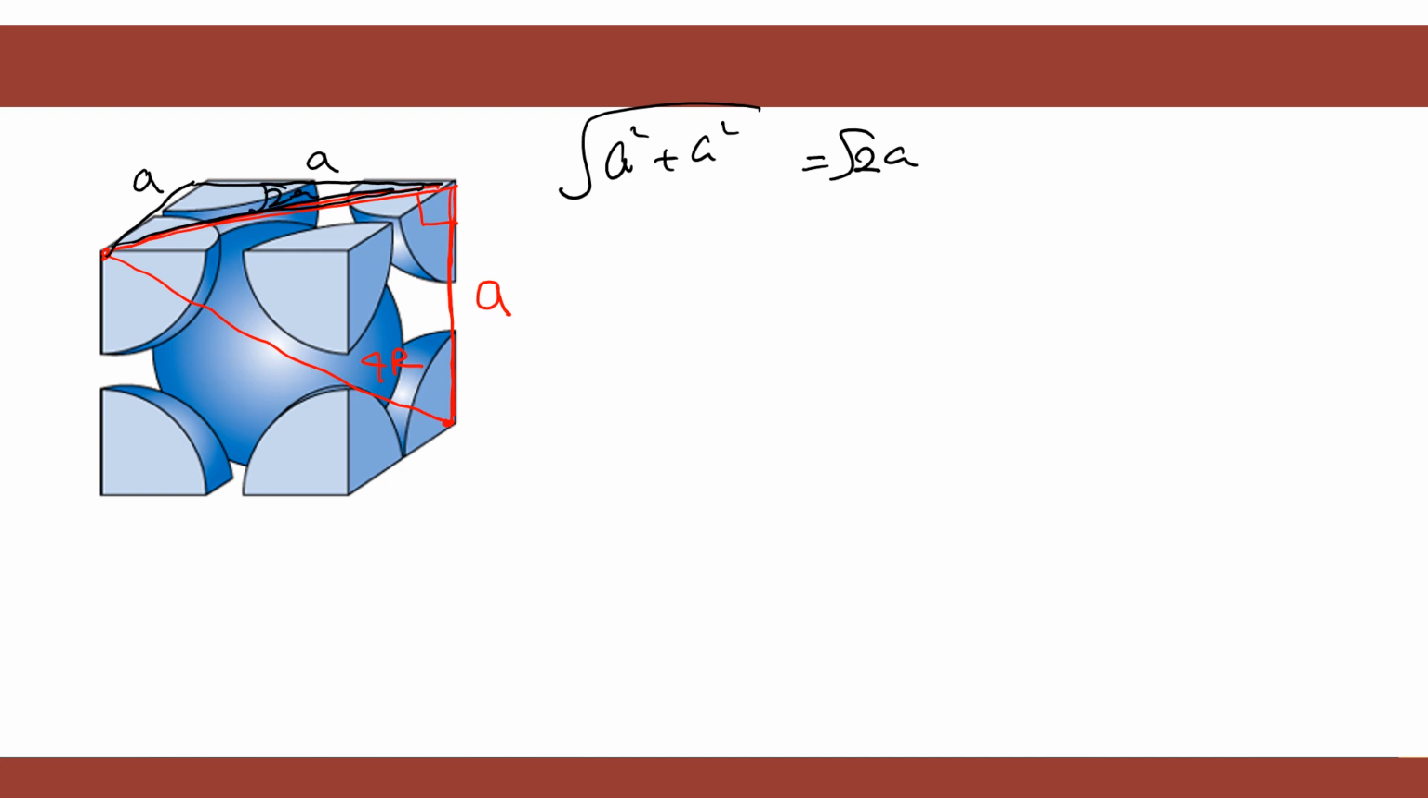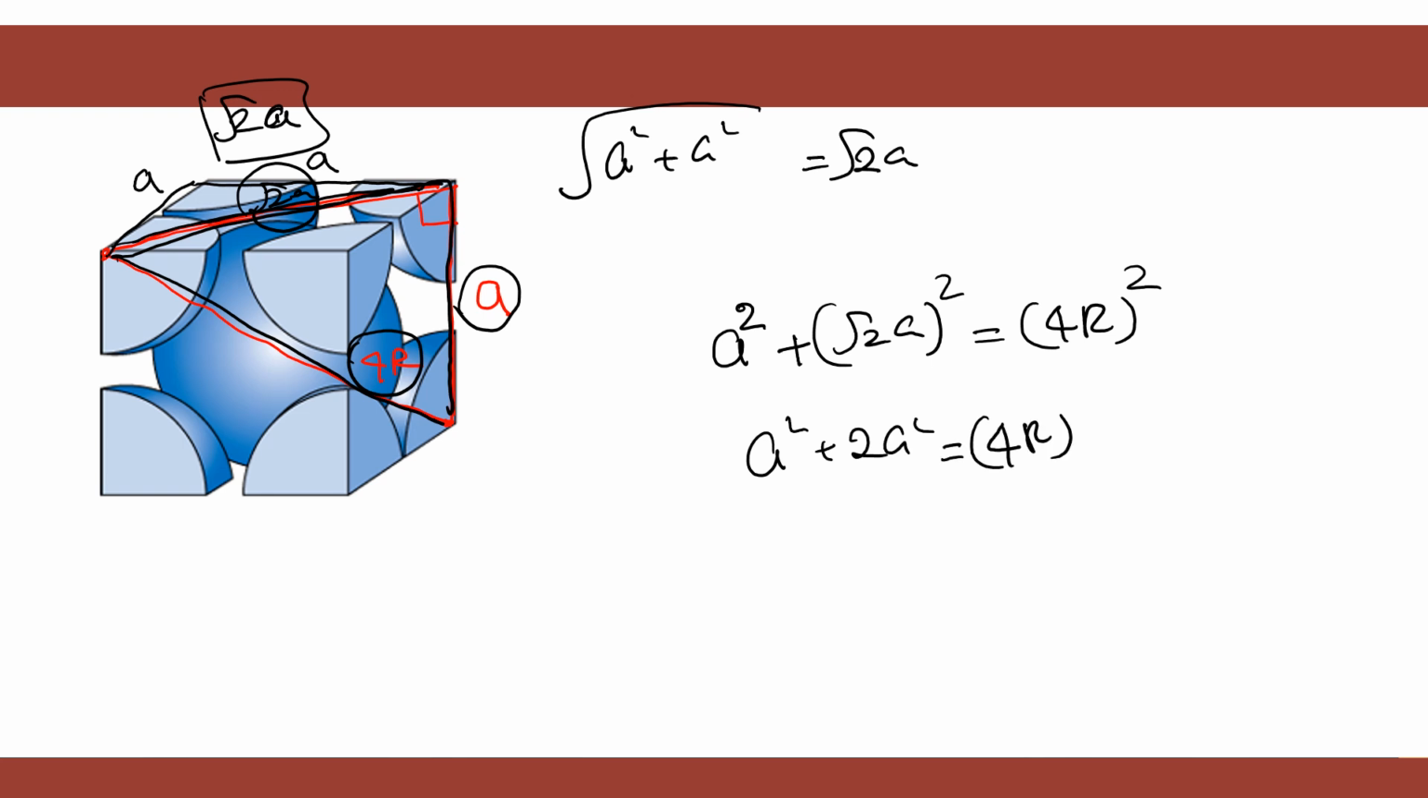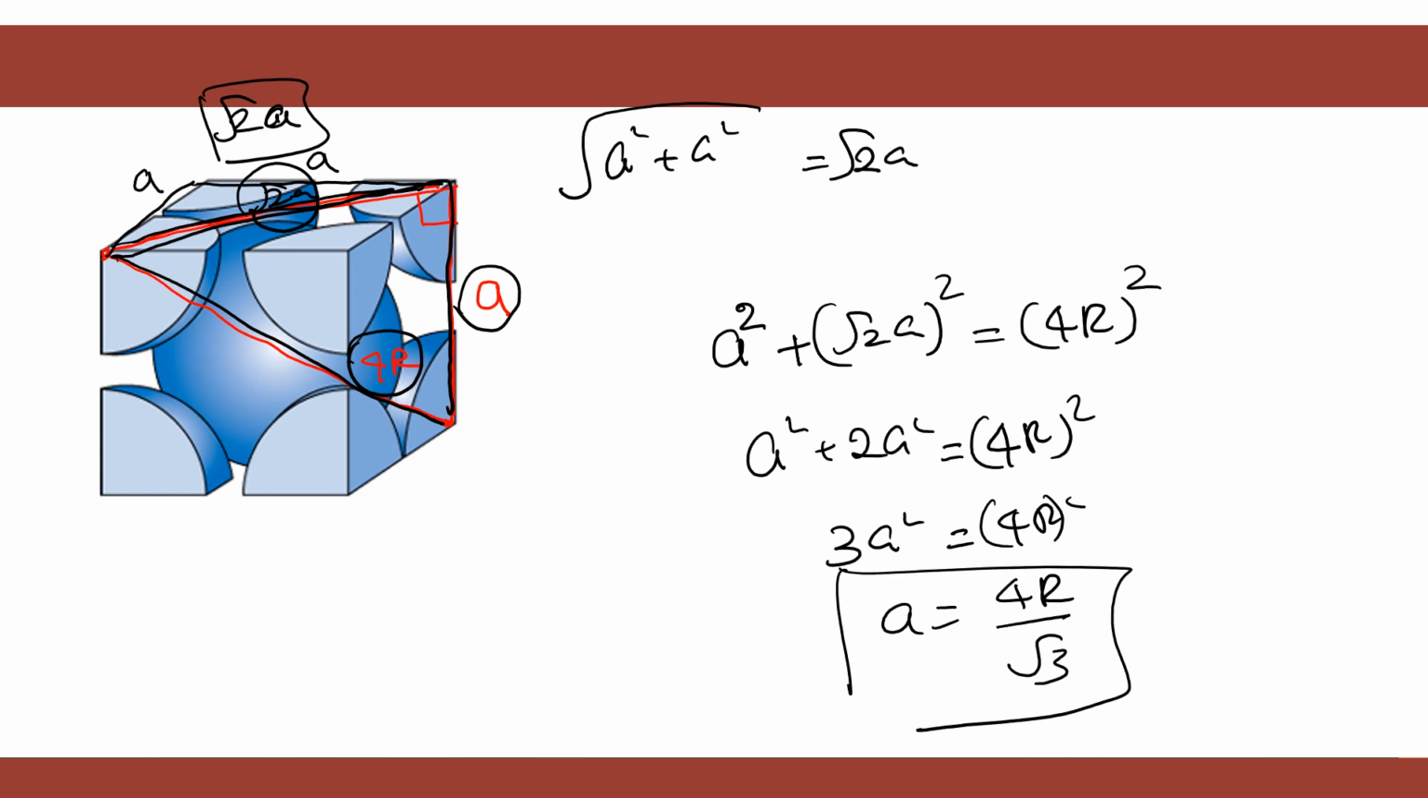So in this right angle triangle, one side is A, the other side is root 2 A, and the diagonal is 4R. When you apply the Pythagoras theorem, it should be like that. So we are looking at this triangle here. This is 4R, this is A, and this is root 2 A. So A squared plus 2A squared is equal to 4R squared. So 3A squared is equal to 4R squared. So A is equal to 4R over root 3. So this is the relationship between A and R for BCC.